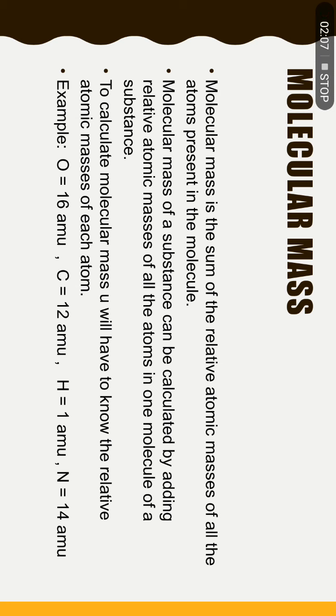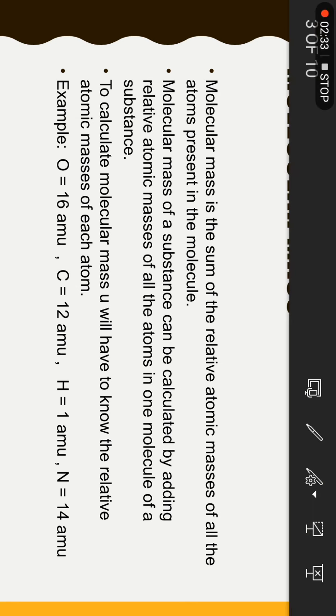I had given examples like O. O represents oxygen. Oxygen has a relative atomic mass of 16 AMU. AMU means atomic mass unit. C represents carbon. Carbon has a relative atomic mass of 12. Hydrogen has a relative atomic mass of 1 AMU and nitrogen has a relative atomic mass of 14 AMU. So you will have to know the atomic masses of each and every element.